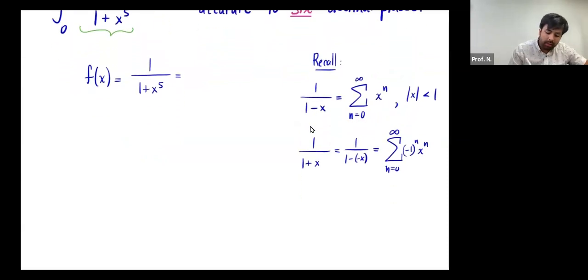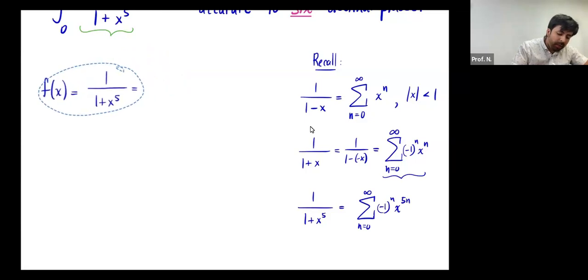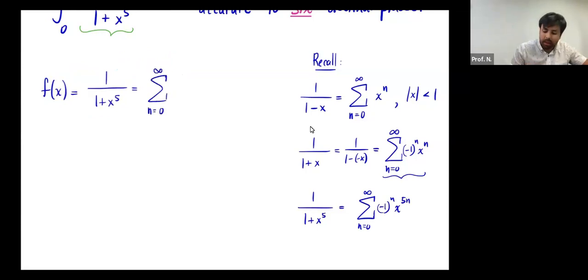Again, we've seen things like this already. So now when we have 1 over 1 plus x to the 5th power, it's really just the same thing as this series, except that now I'm going to have n equals 0 to infinity of -1 to the n times x to the 5n. So I can represent the power series representation of this function as the summation as n goes from 0 to infinity of -1 to the n x to the 5n.